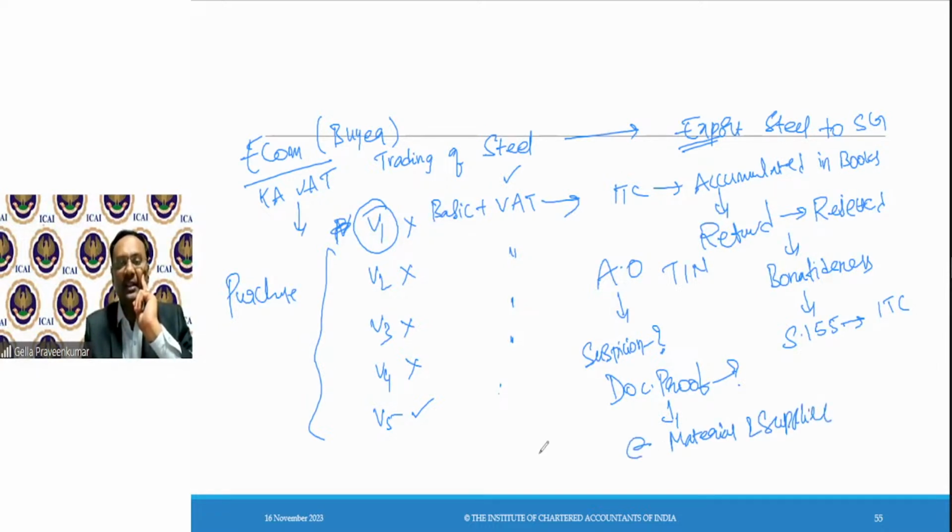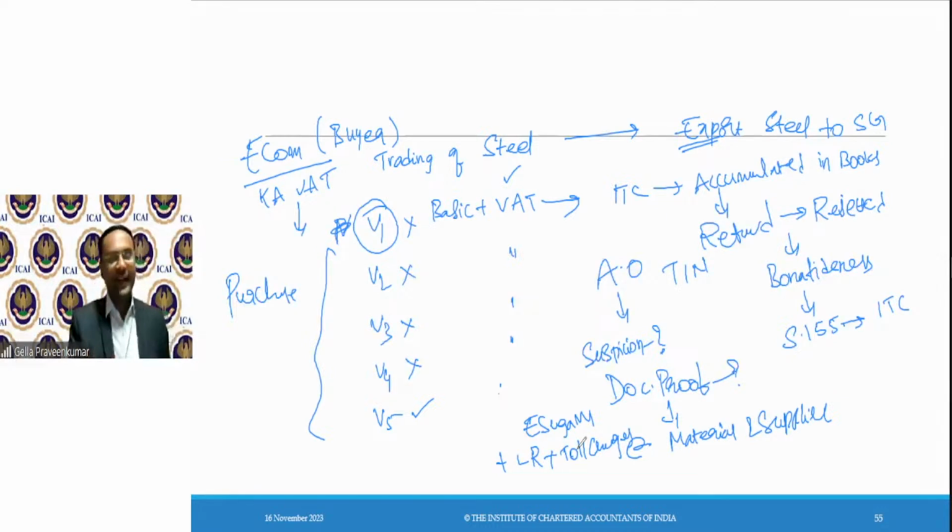They asked for something called e-Sugam. E-Sugam was a document similar to the e-way bill, which was there under VAT law. They also asked, can you give me the lorry receipt? Can you give me the toll charges paid document? Now, this is how the questions came in for examination. The VAT officer has questioned this.